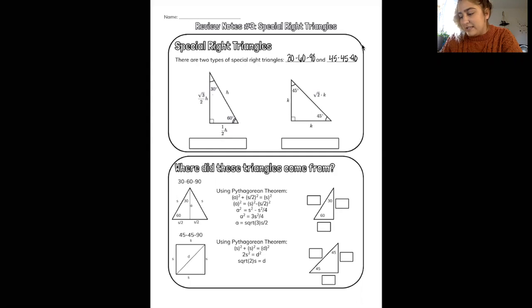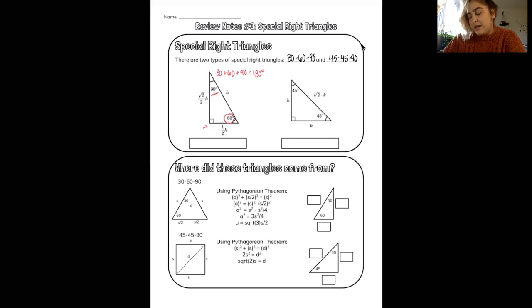So if we see one angle is 30 and we know it has a right angle by that square, then we can automatically assume that that third angle is going to be 60, right? Because we know that all the angles in a triangle have to add up to 180 degrees. So we know that 30 plus 60 plus 90 equals 180 degrees.